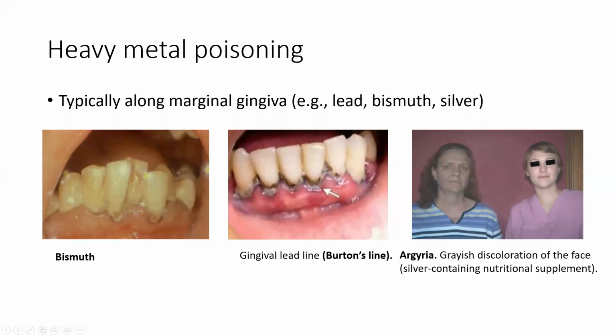Here is an example of heavy metal poisoning due to silver. It's also called argyria. You can appreciate how the patient has discoloration of the face when this is taken with this another lady, just to compare, because before taking this silver containing nutritional supplement, the patient had a similar complexion, and now her complexion has changed because of the silver containing nutritional supplement.